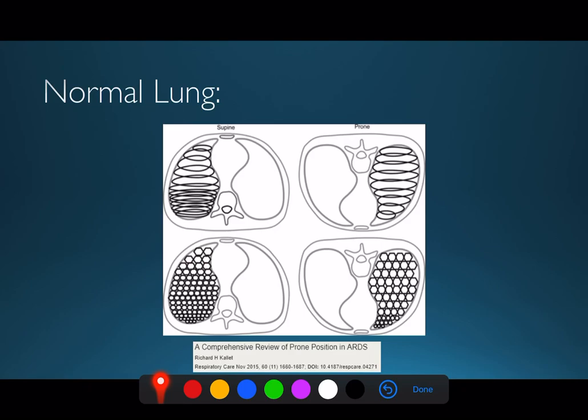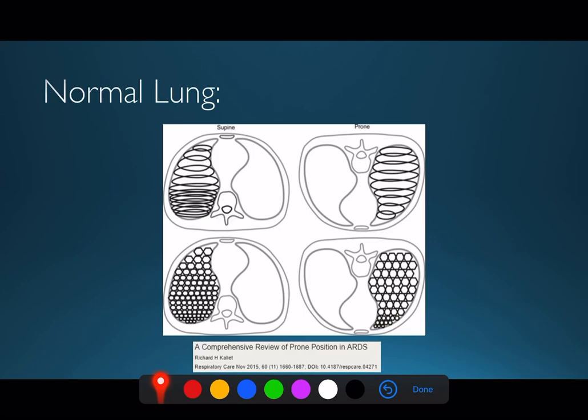Now, theoretically, if you were to just turn the patient prone, so patient face down, you're going to cause the weight to redistribute downwards. So most of the weight is going to be here. So theoretically, what's going to happen is that these alveoli are going to be pushed down more, and so you're going to be squashing them. And this is where the first bit comes in.